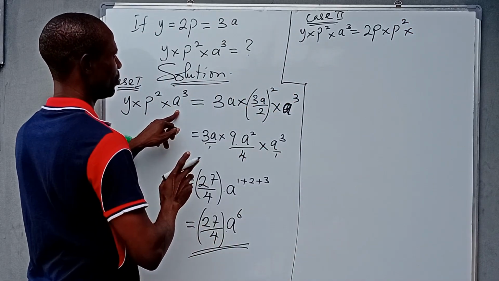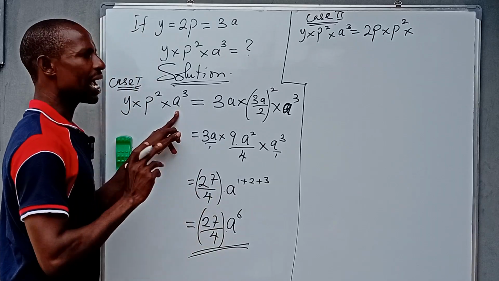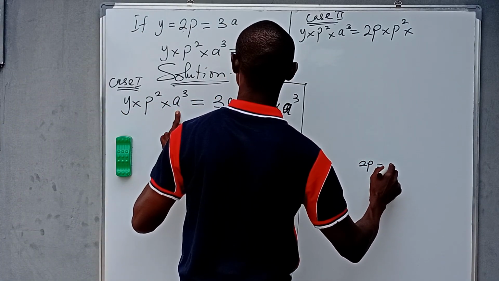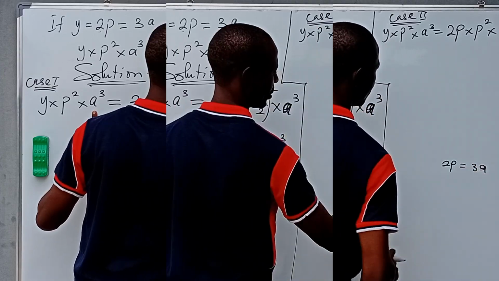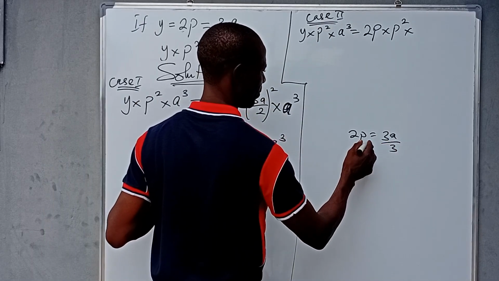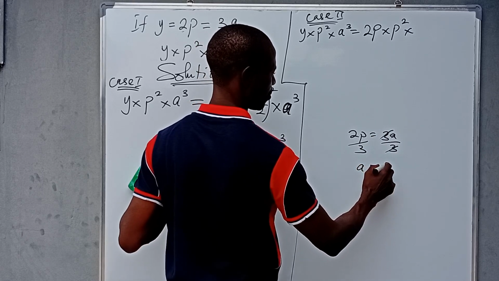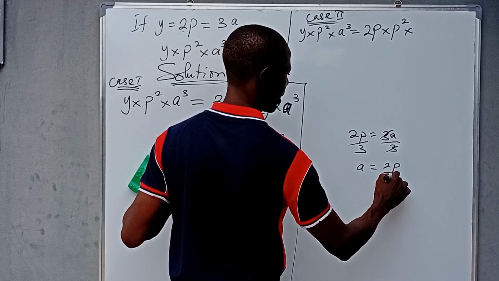Then we'll look for the relationship between a and p, which is this. We're going to take 2p is equal to 3a. Making a the subject of the formula, divide by 3, cancel out. So we have a is equal to 2p all over 3.